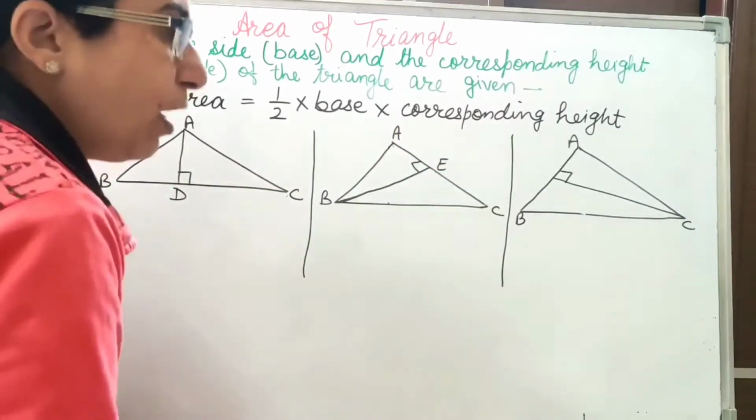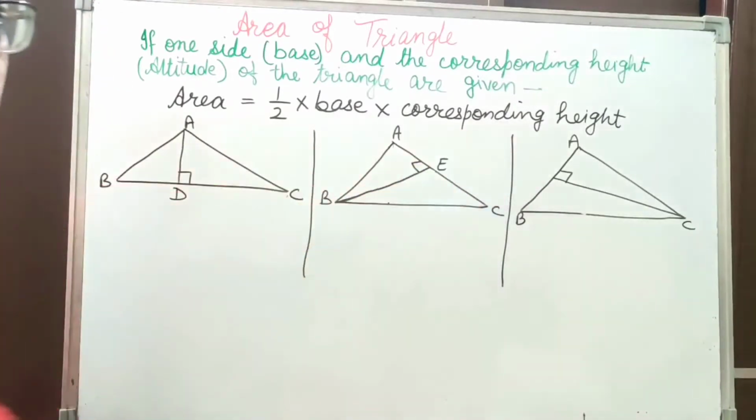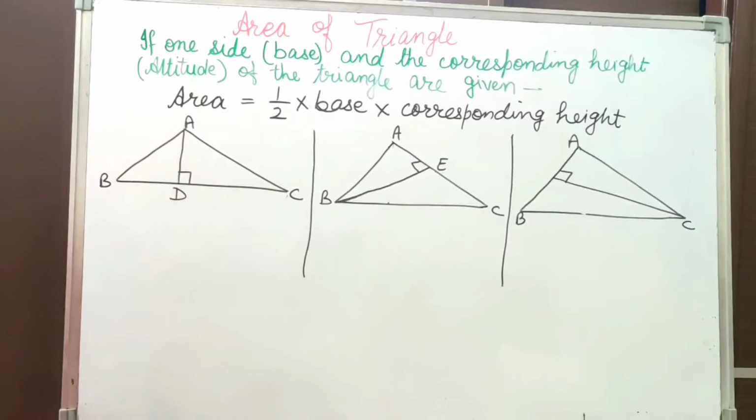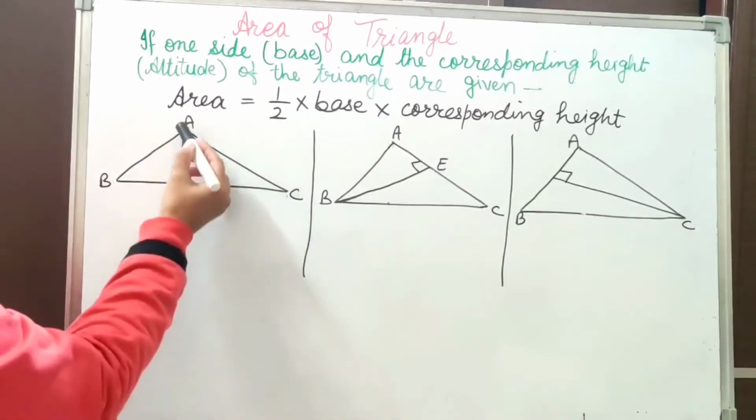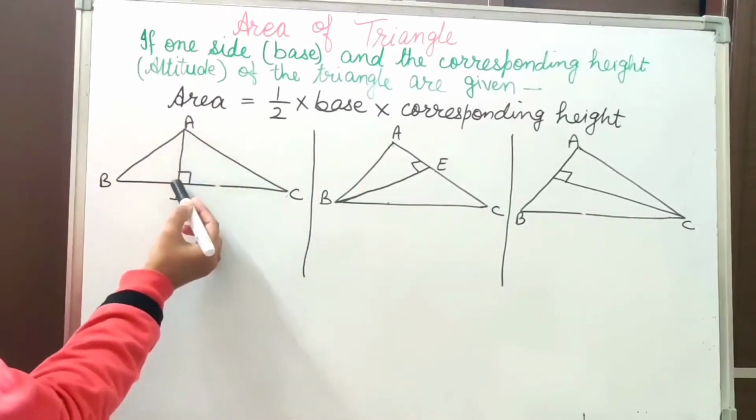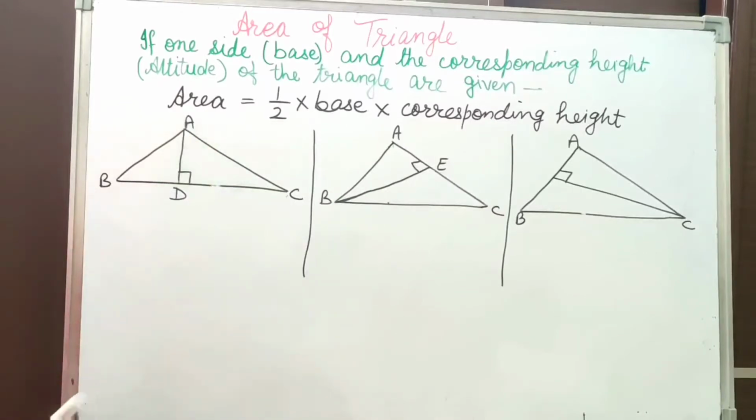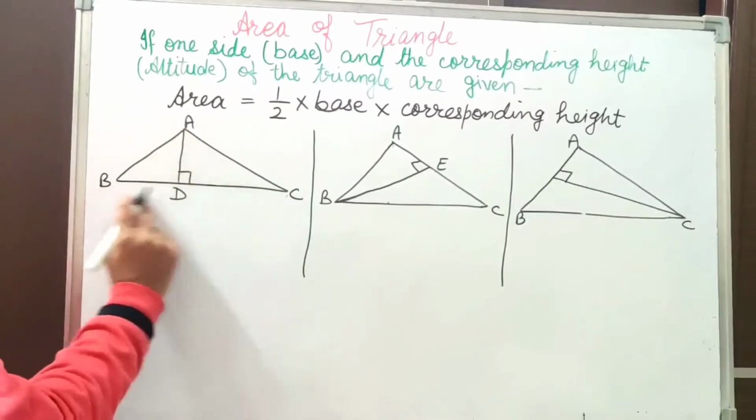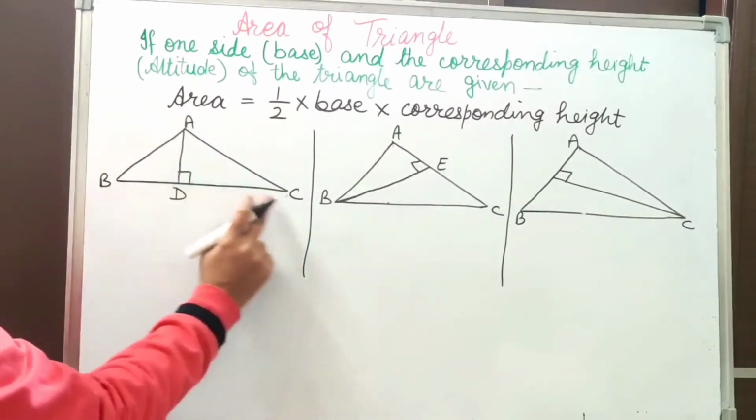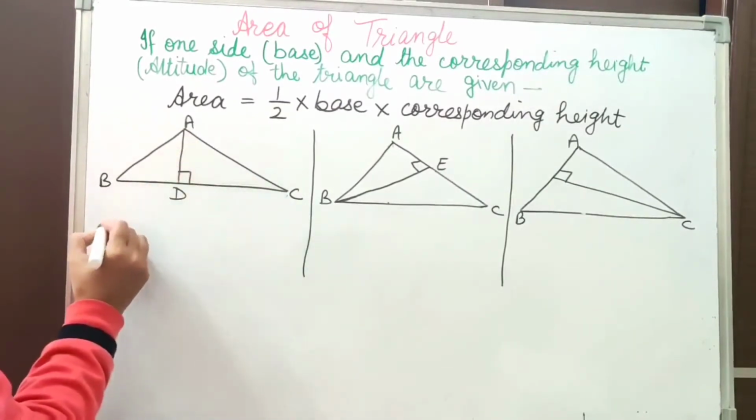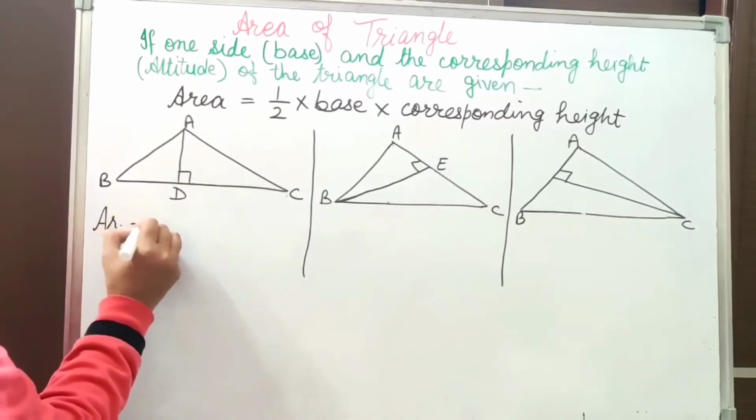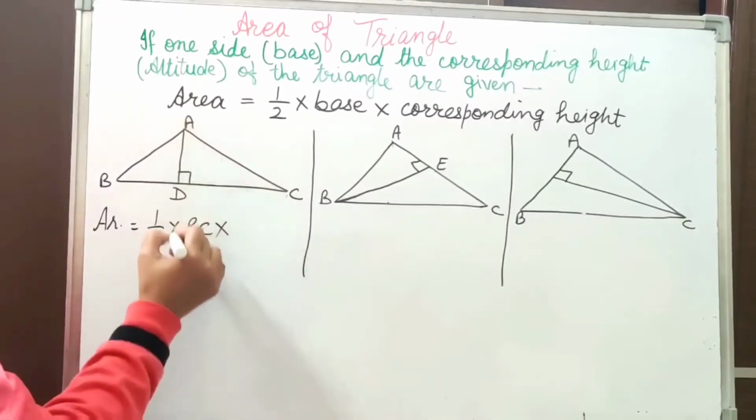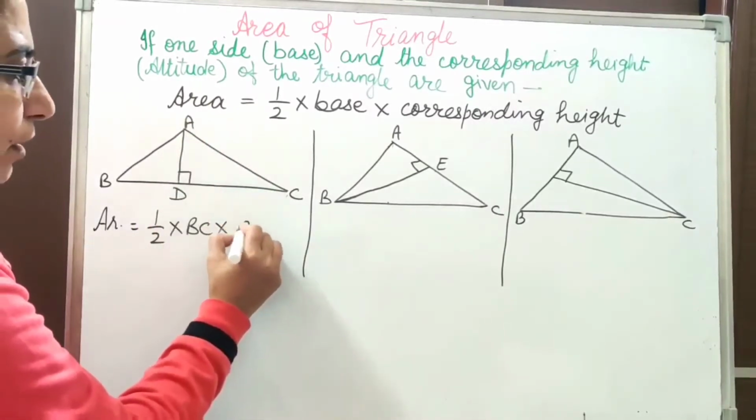So first of all, let me explain the meaning of corresponding height. Students, here three triangles are given. In this triangle, ABC is the triangle and AD is the altitude, or you can say the corresponding height, corresponding to side BC, because AD stands on BC. So in this case, the area of the triangle is 1 upon 2, base is BC and height, or altitude, is AD.